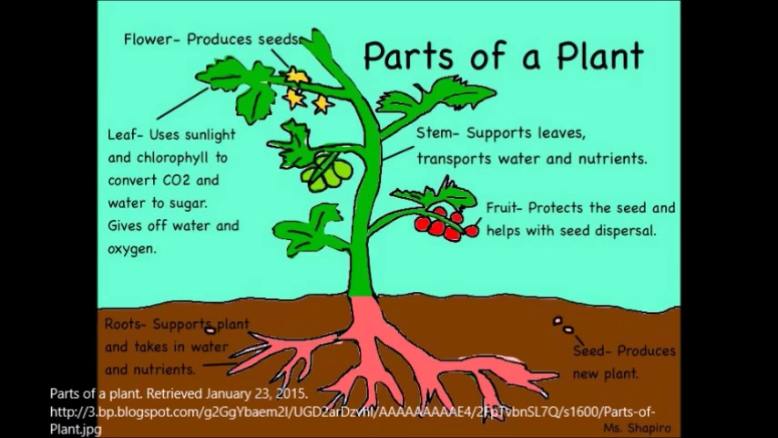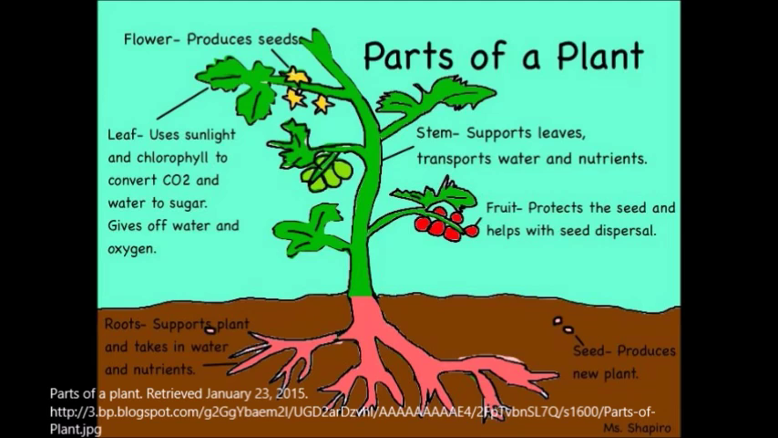Let's talk about the roots of a plant. Roots take in water and nutrients and help hold the plant in place. Some plants have roots that store food. Now let's look at the stems. Stems support the leaves and carry water and nutrients. Most stems help hold up the plant, and this helps the plant get the light it needs.